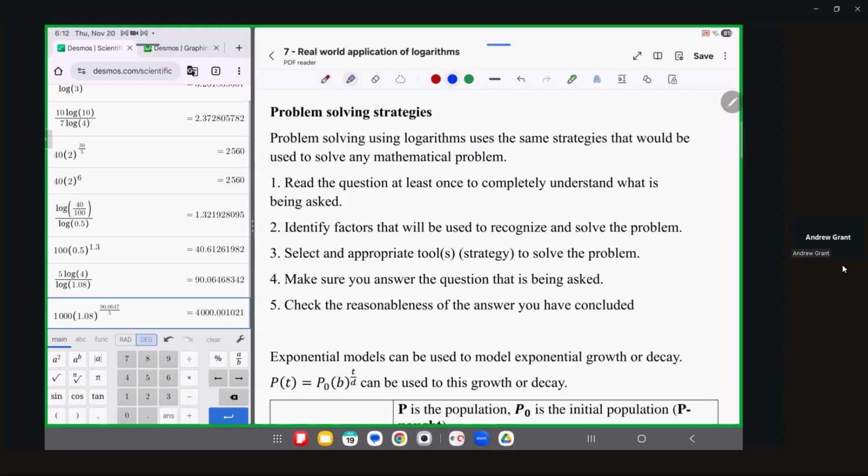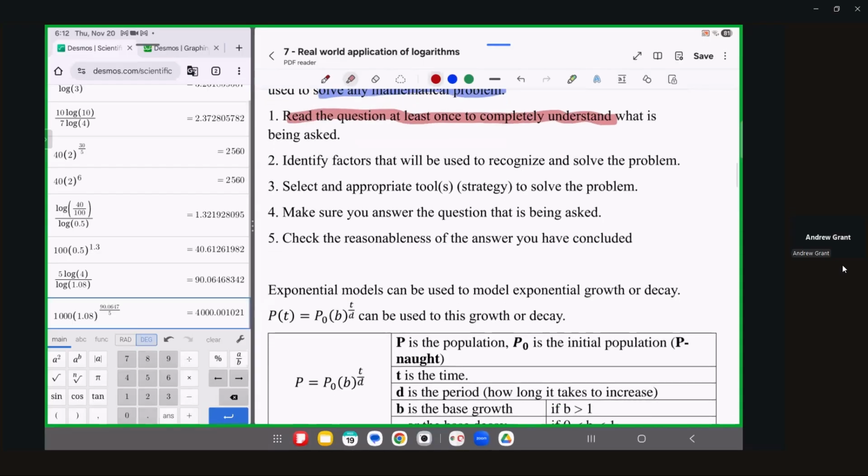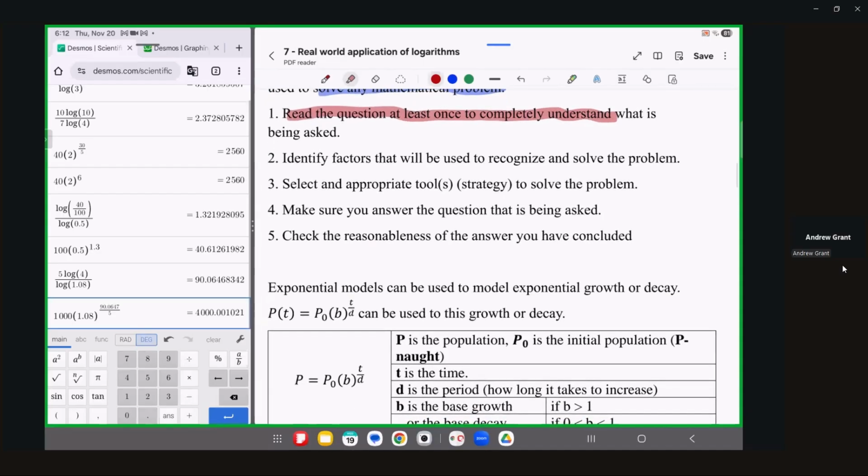So the book lists some problem-solving strategies you can use, and problem solving using logarithms uses the same strategies that would be used in any mathematical problem. In general, read the question at least once to completely understand what is being asked. If you have any questions about something in there, make sure to identify those. Identify factors that will be used to recognize and solve the problem. Oftentimes, this takes the role of something called a given. So what is the given information?